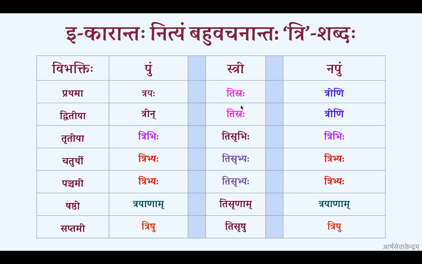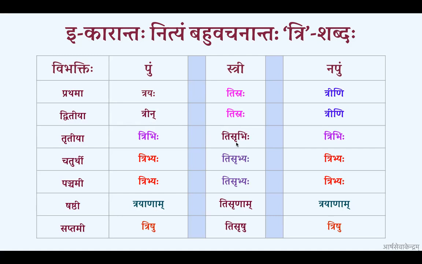In Strilinga, Prathama and Dvitiya are the same, Tisraha, Tisraha. Trutiya is Tisrubhihi, Tisrubhyaha, Tisrubhyaha, Tisrunam, Tisrushu. So if you notice, apart from these patterns, in Pumlinga and Napumsakalinga it starts with tra, different forms of the tra sound. In Strilinga, it starts with ti, Tisraha, Tisrubhihi. So that's an easy way to quickly make out whether it's a Strilinga versus Pumlinga or Napumsakalinga. Strilinga starts with ti.